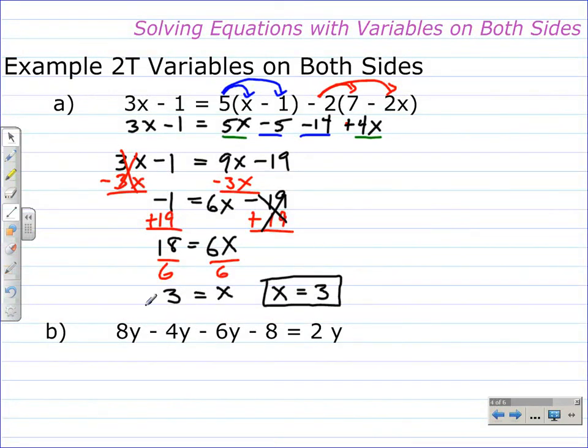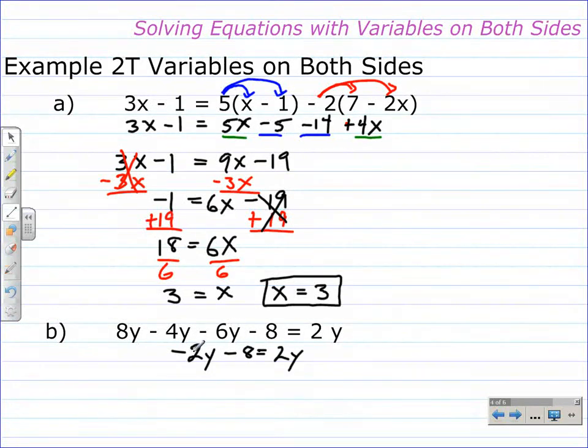In example B, we have 8y minus 4y minus 6y minus 8 is equal to 2y. Before we do anything, we have to collect like terms on the left-hand side. So we'll do 8y minus 4y, which gives 4y, and then 4y take away 6y gives a negative 2y. Minus 8 is equal to 2y.